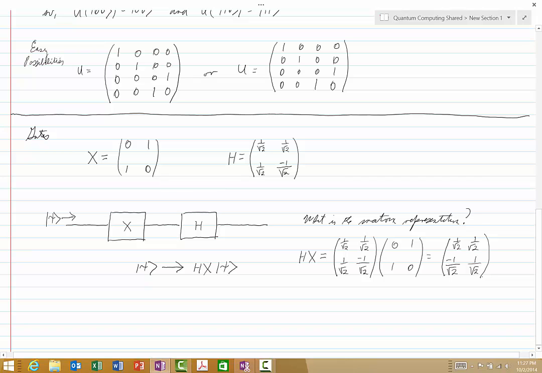So the net effect would be to take the 0 ket to this, and of course this corresponds to the minus ket in the Hadamard basis, and the 1 ket would be taken to this, which is the plus ket in the Hadamard basis. So it's definitely quite important that you understand this ordering for this problem.